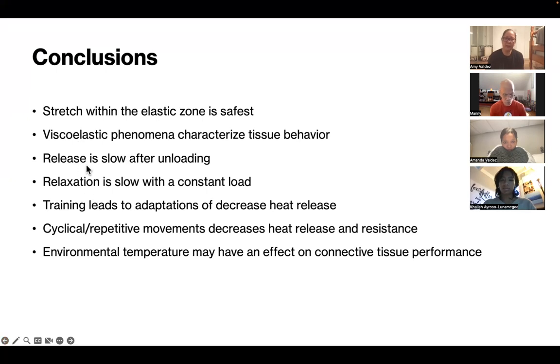Viscoelasticity. Remember how when you apply a load and then you take off the load, the release of the strain releases slowly. It's not immediate. And the relaxation response is when you have a constant load, the strain that you feel lessens over time. Training leads to adaptations of decreased heat release, so you don't get as sweaty when you're more trained. And cyclical repetitive motions also decreases heat release and resistance. And environmental temperature may have an effect on connective tissue performance, but the research is not conclusive on that.